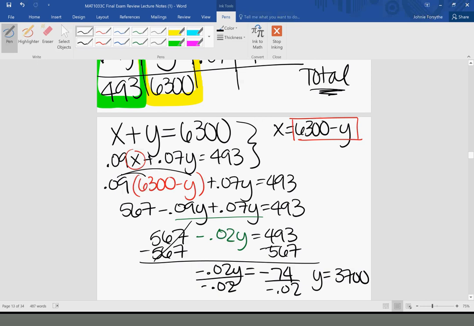Now I need to get x, so let's go back to my initial x equals equation, and let's plug that in. So if y equals 3,700, I can take that and plug it into the x equals equation. And so I have x equals 6,300 minus 3,700.